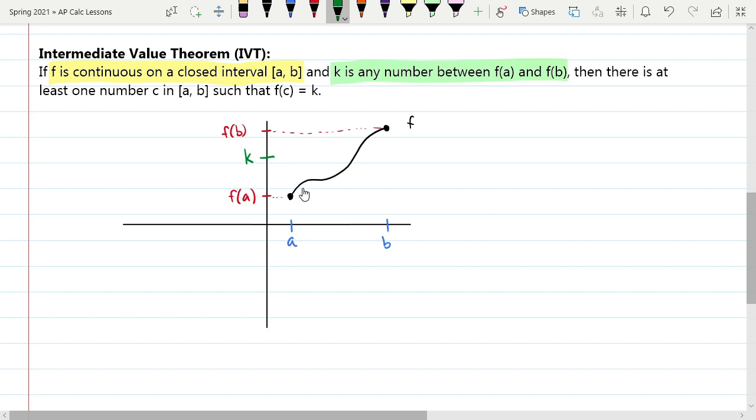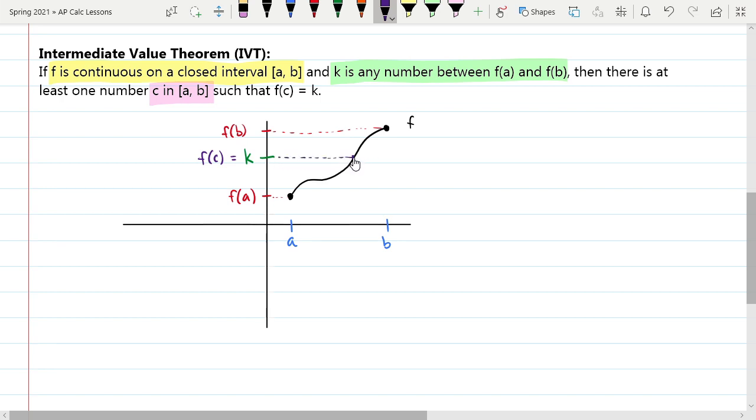So I've got a function f that's continuous on the interval from a to b, and k is some y value between f of a and f of b. What the intermediate value theorem says, if I have both of these conditions met, then there has to be at least one number c in the interval from a to b. So in other words, this c right here, that's a value of x. So there has to be some value of c somewhere in the interval from a to b such that f of c is k. So in other words, we want f of c to actually be k.